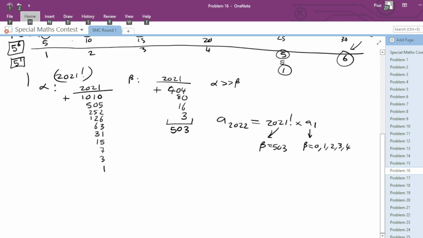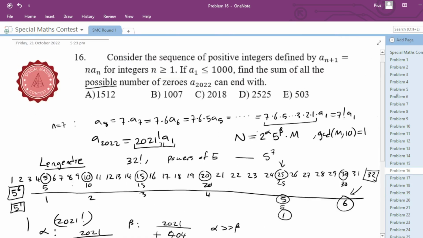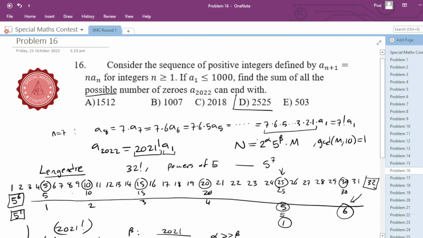Okay, so and then since we're multiplying, we just add the indices. That means the possible powers of 5, which also correspond to powers of 10, we could get from this would be 503, 504, 505, 506, and 507. So we just need to add all this to get our final answer. Now, of course, we see that these are in arithmetic progression, so we just get 5 times the average. So multiply that, we get 2525, and that means that the correct option is D.